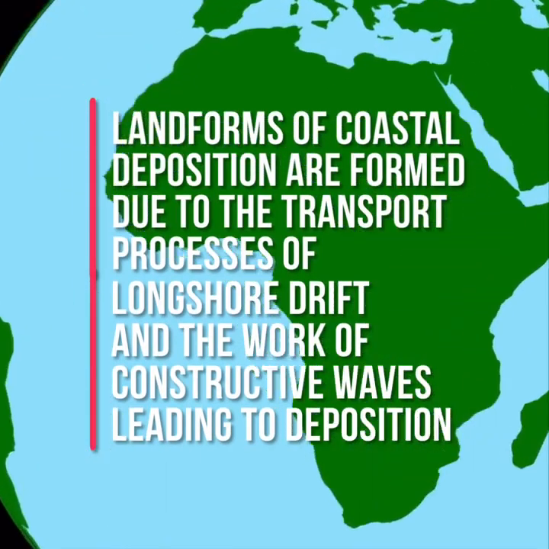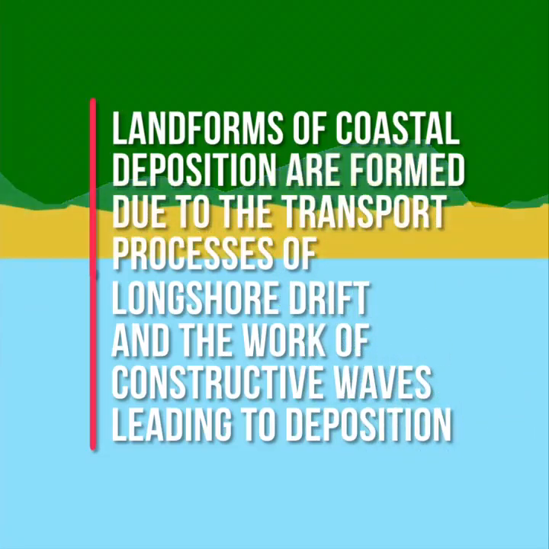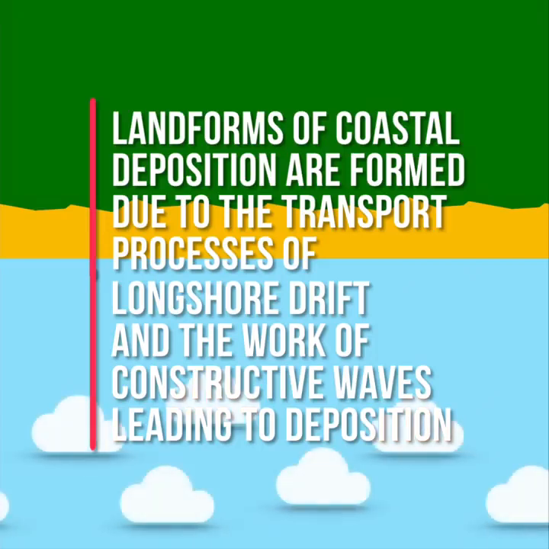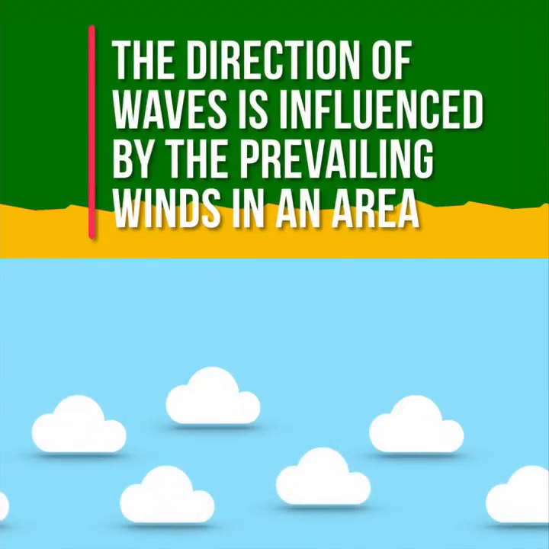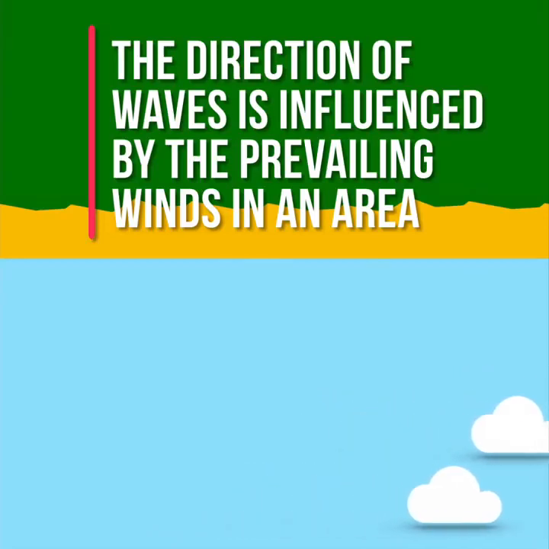Landforms of coastal deposition are formed due to the transport processes of longshore drift and the work of constructive waves leading to deposition. The direction of waves is influenced by the prevailing winds in an area.